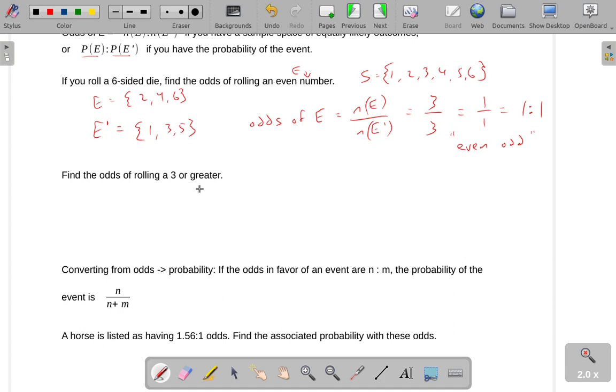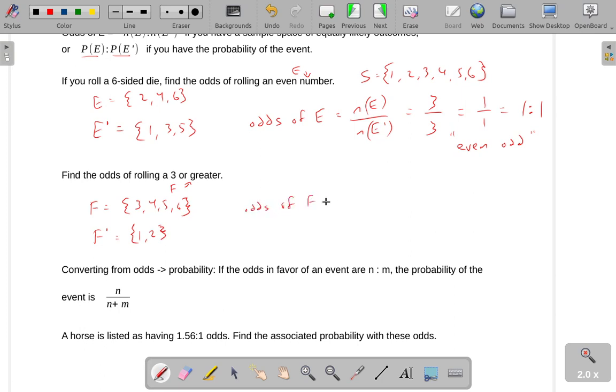Alright, find the odds of rolling a 3 or greater. Let's call this event F, since I just used E up there. F is the event of rolling 3 or greater, so 3, 4, 5, 6. I do encourage you to actually list out all of the events, especially if it's something as small as this. You might look at this and say, oh, there's only 3 outcomes there, but when you go to list them, you can see clearly there are 4 outcomes. It's really easy to get an off-by-1 error when you're counting things, so you need to be very careful with that.